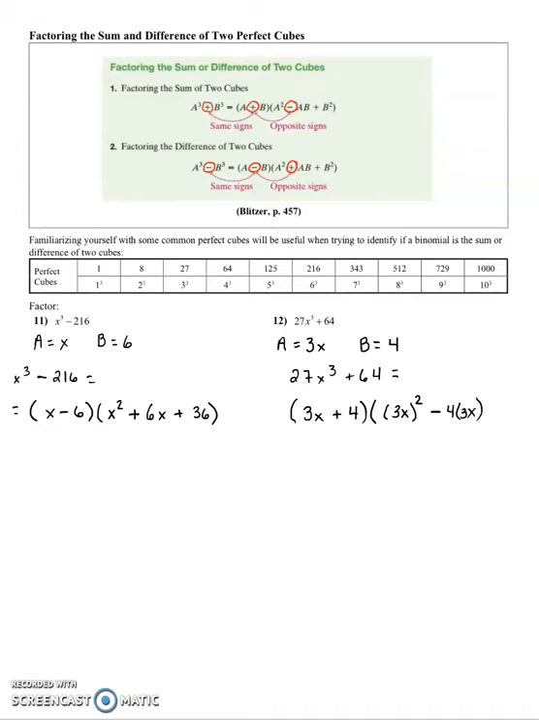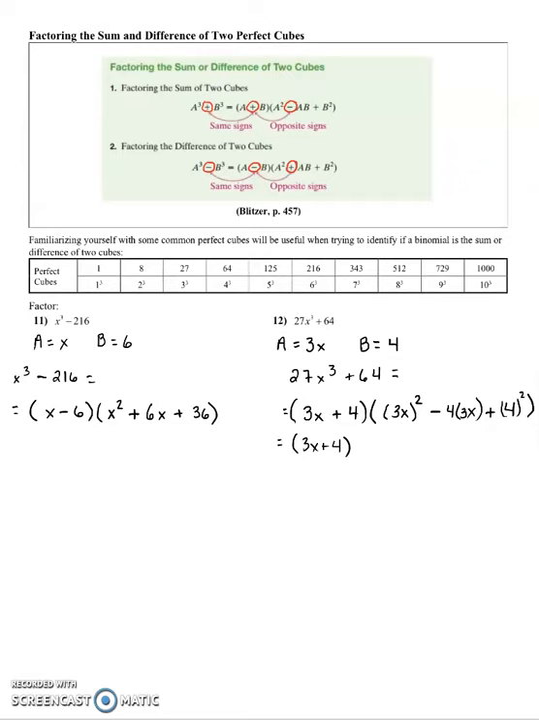Yes, I know I wrote b times a, but that's okay. We can multiply numbers in any order. And then plus b squared, so plus 4 squared. So let's clean that up now. So we have 3x plus 4.